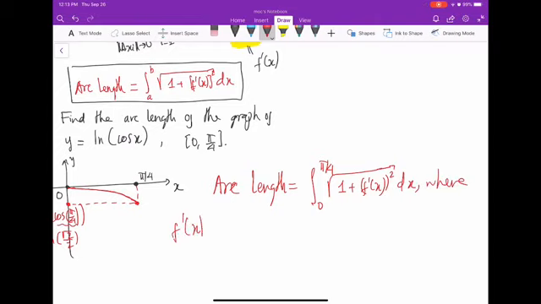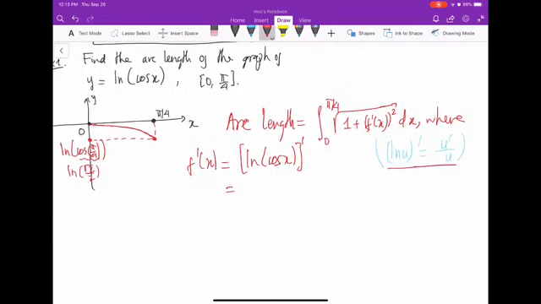Where f derivative of x is equal to ln of cosine of x derivative. So here we need to use the chain rule. Let me remind you the chain rule, right? The chain rule for this guy says ln of u prime is equal to u prime over u. Okay, chain rule. So if we use this formula, I will get u prime is cosine of x prime over cosine, that is negative sine of x over cosine. Now I just substitute this into the formula.